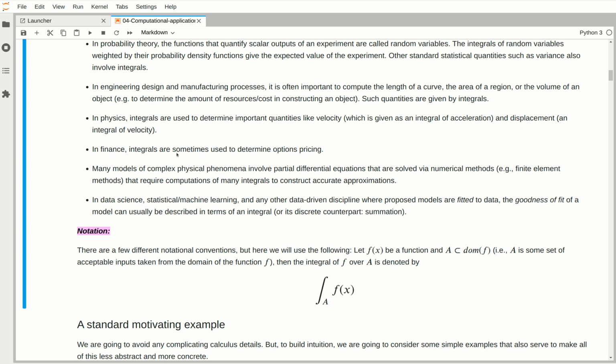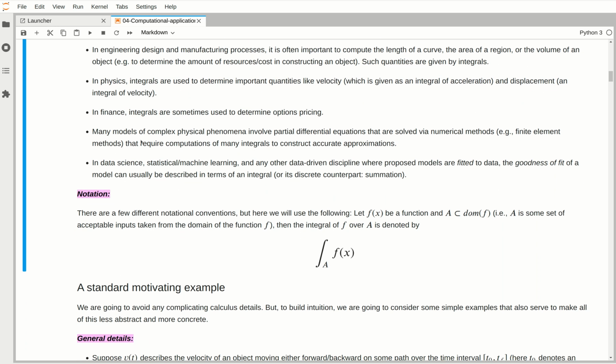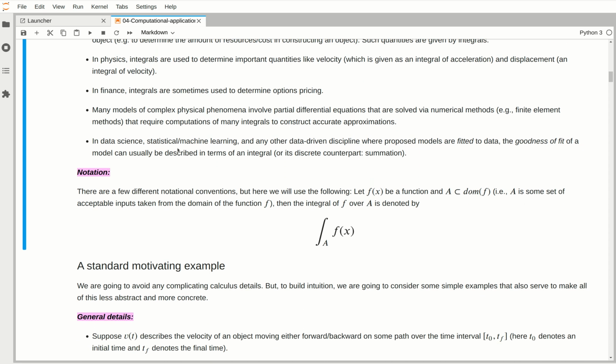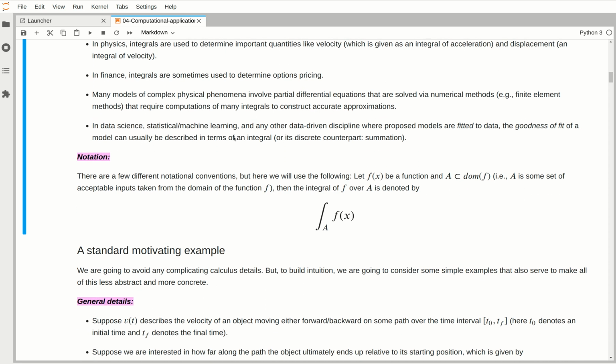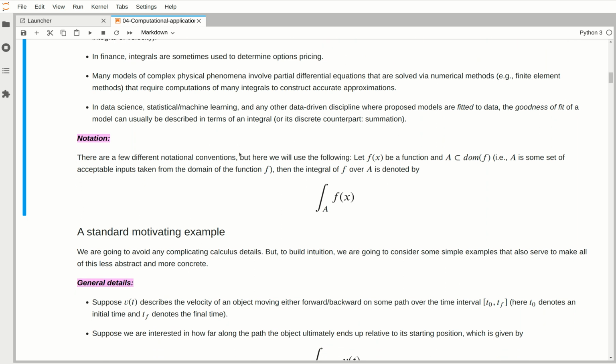In finance, integrations are often used to determine things like options pricing, and many models of complex physical phenomenon involve partial differential equations, often referred to as PDEs, and these are often solved via numerical methods that often require computations of many integrals to construct accurate approximations. And then finally, in data science and statistical and machine learning and any other data-driven discipline where proposed models are fitted to data, the so-called goodness of fit of a model can usually be described in terms of an integral, or its discrete counterpart, summation. So that gives a lot of motivation about why we care about integrals and what they could mean in different contexts.